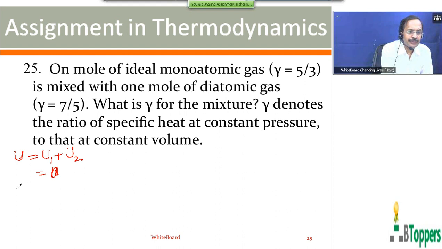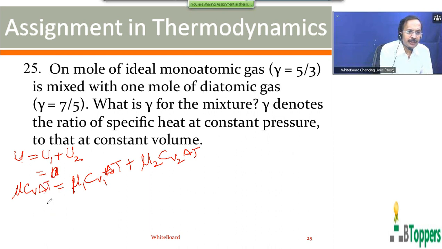So you can write the change in internal energy of the first gas equal to the number of moles of the first gas into molar specific heat at constant volume for the first gas into rise in temperature. Change in internal energy of the second gas equals the number of moles of the second gas into molar specific heat at constant volume for the second gas into rise in temperature. Change in energy for the mixture, you can write mu into CV for the mixture into delta T. Delta T, the common factor, gets cancelled. So the total number of moles of the mixture we can write as mu1 plus mu2. The two gases are non-reacting gases.